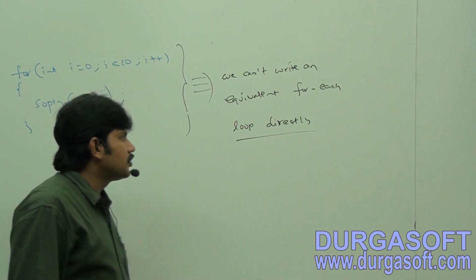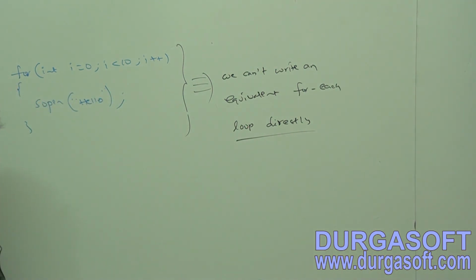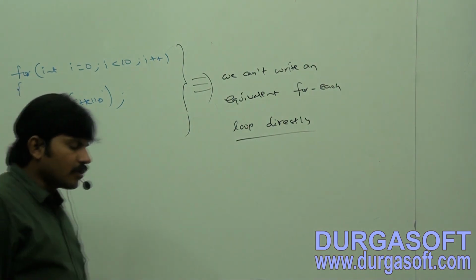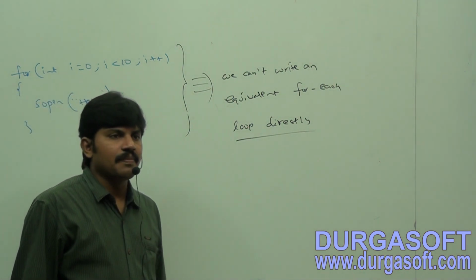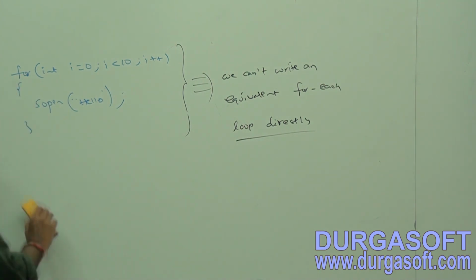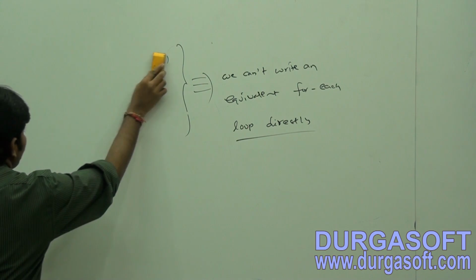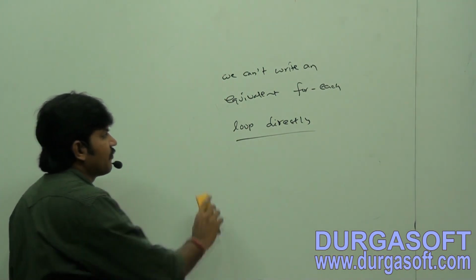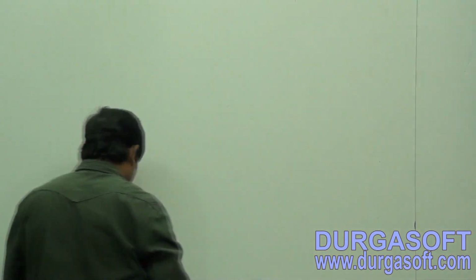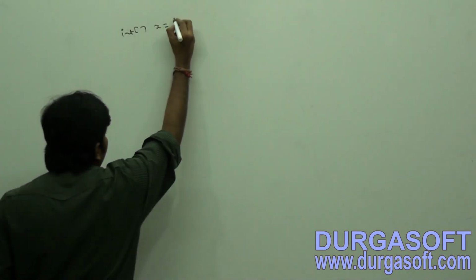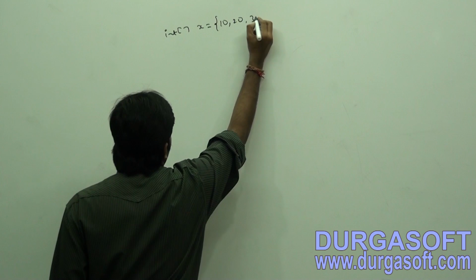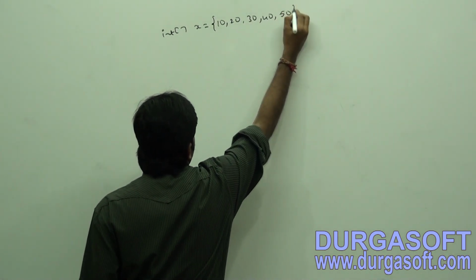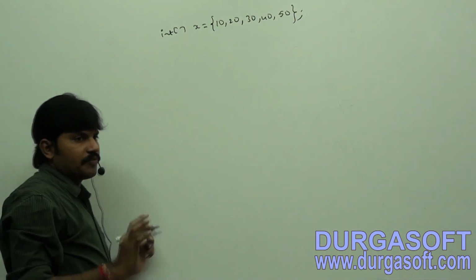We can't write an equivalent for each loop directly. Okay, one more limitation, let me explain that also, so that we can finish the for each loop mostly. Now listen, I have one int array: int[] x = {10, 20, 30, 40, 50}.